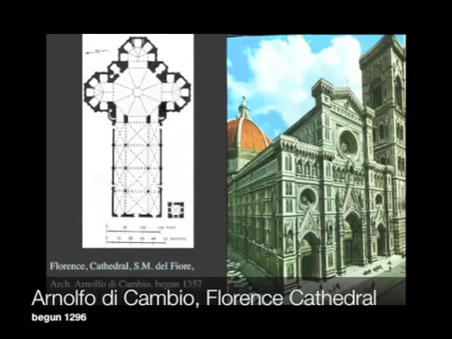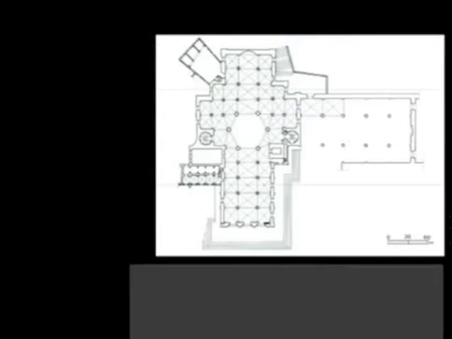But a problem with the Florence Cathedral was that Arnolfo was really good. He was a really great architect. And so because he was such a good architect, he had very ambitious ideas about what he would do in the Florence Cathedral. For example, if you look at the plan, you see something that is quite extraordinary based on everything we've seen so far, and that is a giant dome.